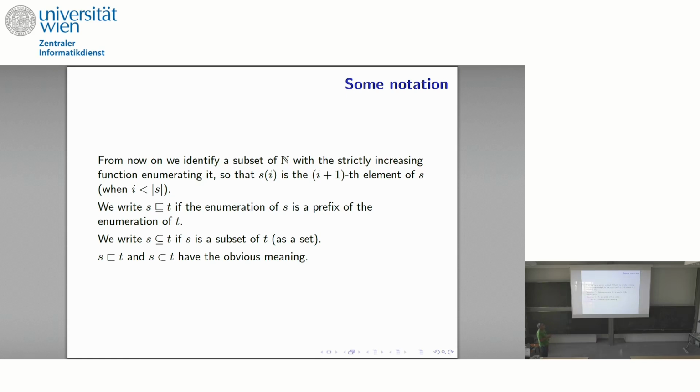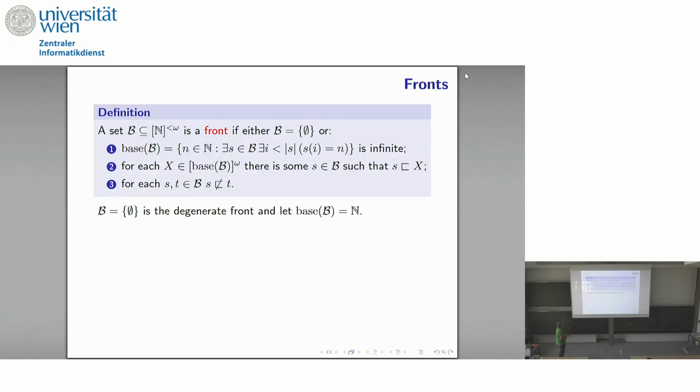I was already doing this, but from now on, I do it straight. Any subset of natural numbers is just the same as the strictly increasing function which enumerates it, the principal function, so-called. So S of i is the (i+1)th element of S. I use this square inclusion if the enumeration of S is a prefix of the enumeration of T, so really S is just the first that many elements of T. While I use the usual subset if S is a subset of T as a set, which maybe skips; the minimum of S could be larger than that of T when S is just a subset of T. And then obviously the strict relation as usual.